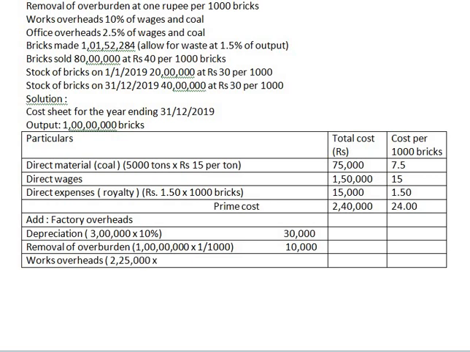2,25,000 into 10%. Okay, calculate this. So that will be 22,500. Okay, now next is office overheads. Now only 3 factory overheads we have. So make a total and take it in the outer column.